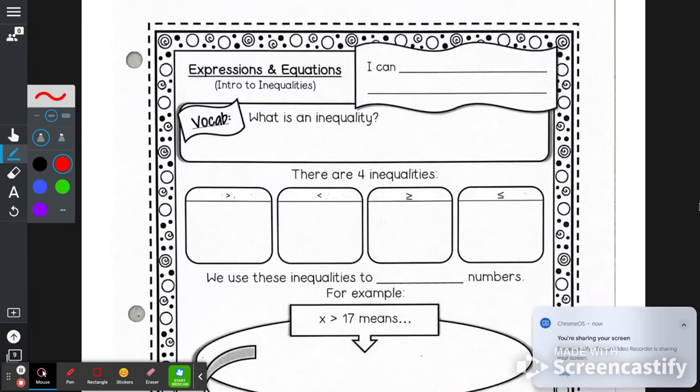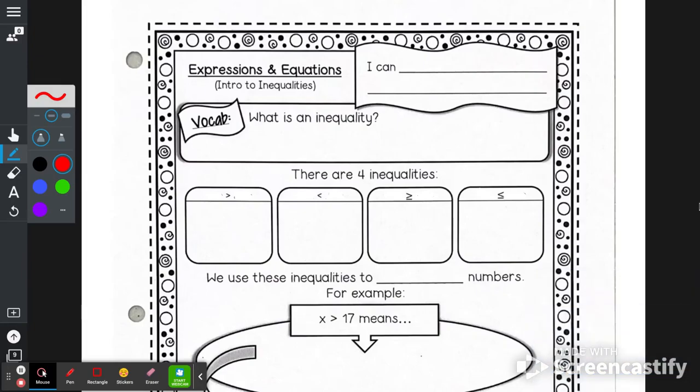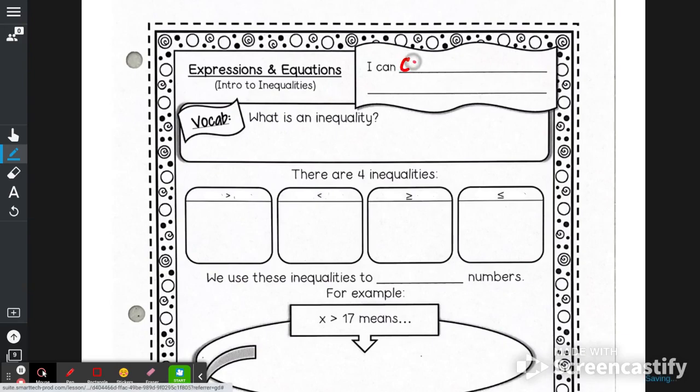Okay, guys. So today we are going to be talking about inequalities. Okay. So after this lesson, you are going to be able to compare numbers by using inequalities.